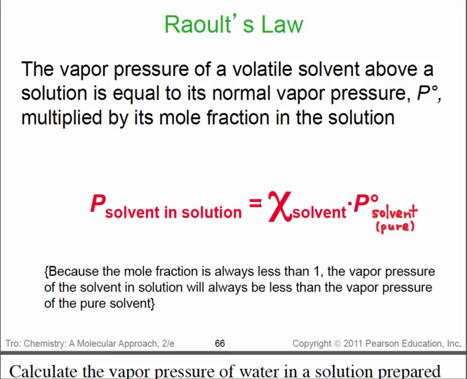But as I dissolve some solute into the solvent, that decreases. So this pressure of the solution, the vapor pressure of the solution due to the solvent, is less than the vapor pressure of the pure solvent itself. And that reduction is simply the mole fraction of solvent multiplied times the original vapor pressure of the pure solvent.